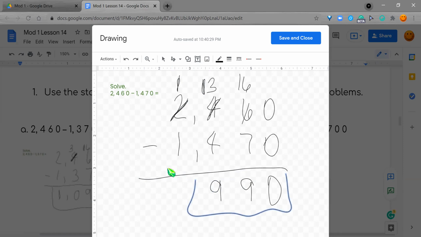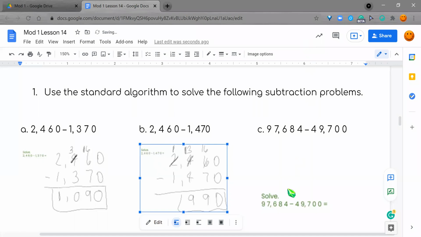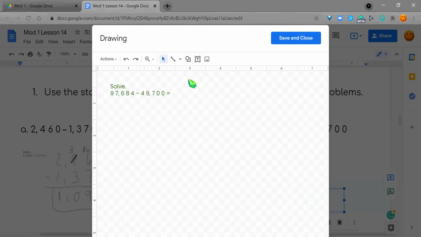And look, we had to regroup twice. So sometimes you do need to regroup more than just one time. You need just to slow down and look at the numbers. Don't just jump to the answer. So let's look at this last one. This one's a 10,000 one. These are kind of fun when you look at it. Lots of things could go wrong.